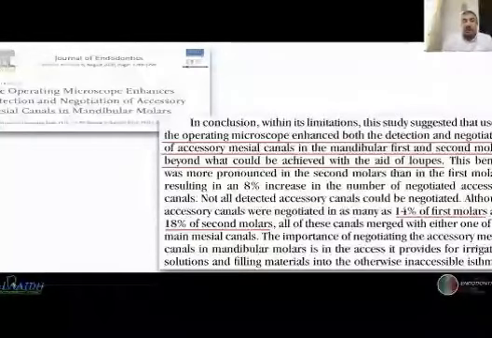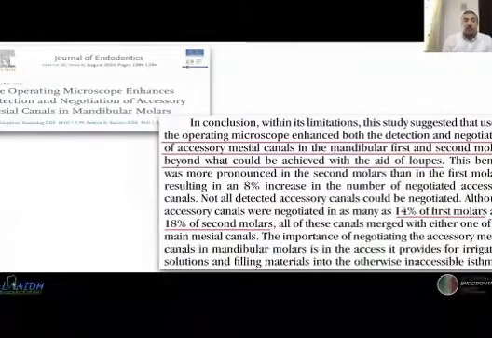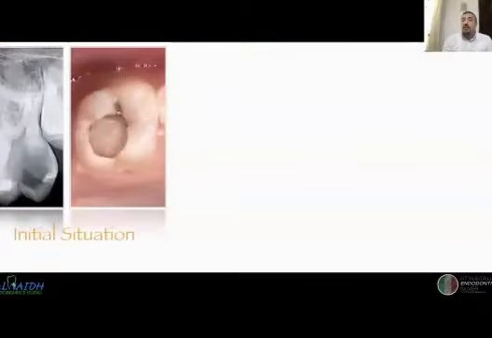Okay, this is another paper about the mandibular molars. 14% of first molars and 80% of second lower molars have an extra canal. These canals couldn't be identified with the naked eye. Let's go to a clinical situation.